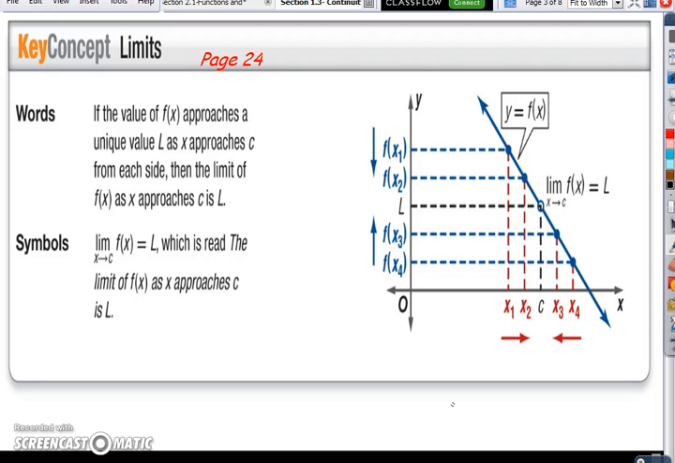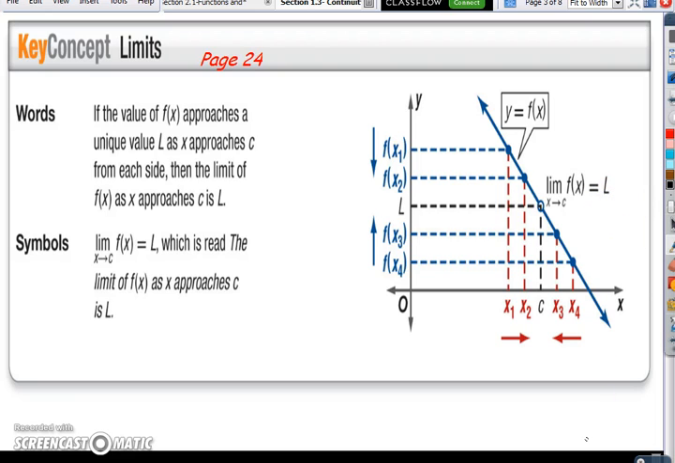So if the value of f of x approaches a unique value L as x approaches c from the left side, then the limit approaches that. What does that mean? All it's saying is, the limit as x approaches some number, if I put in x into this function, I'm going to get back this value. That's all it's saying. As I approach this number from either direction, I end up at the y value. So if you put x in, you get y.